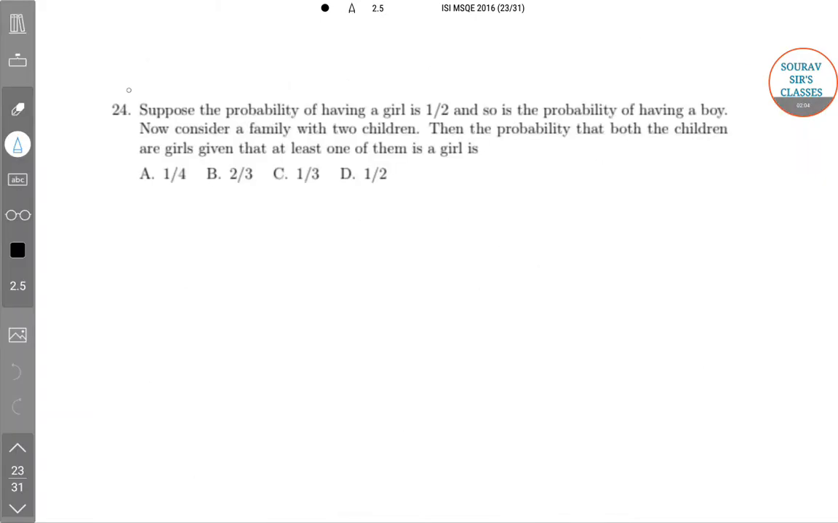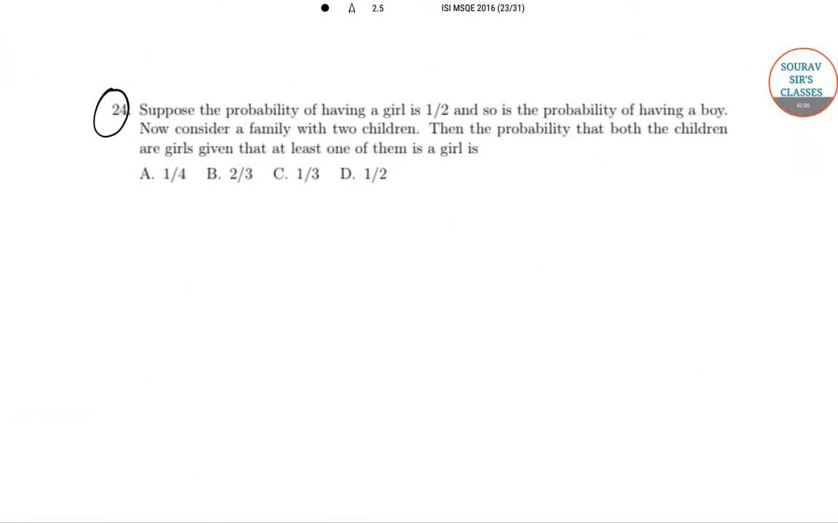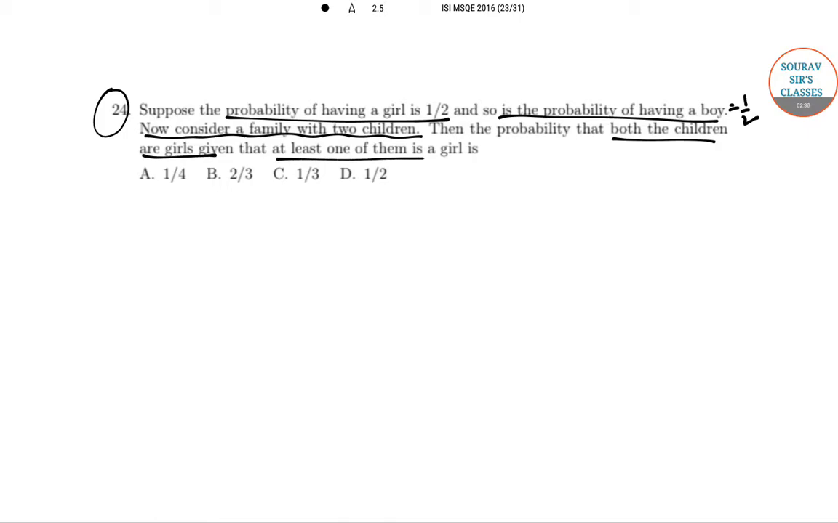The next question is question number 24. In question number 24 it has been said that suppose the probability of having a girl is 1 by 2 and so is the probability of having a boy. That means the probability of having a boy is also equal to 1 by 2. Now we are considering a family which has 2 children. Now we have to find out the probability that both the children are girls, given that at least one of them is a girl. That means one of them is already a girl, and we have to find out the probability that both of the children are girls.